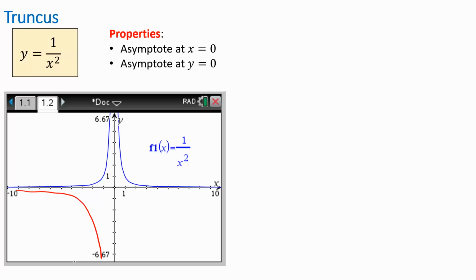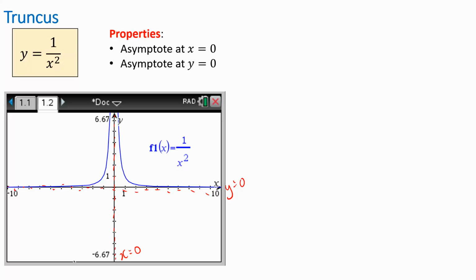Okay, that's the name. Tree trunk, truncus function. There you go. Now, this is your 1 on x squared function. I want you to copy down the asymptotes. X is equal to 0, and your horizontal asymptote, y equals 0. Copy that down for me. So this is your basic graph for 1 on x squared.